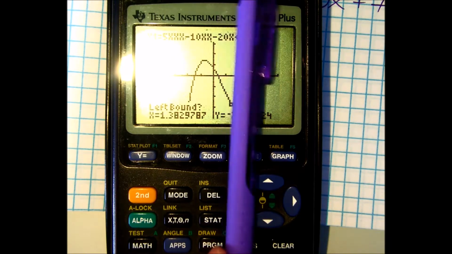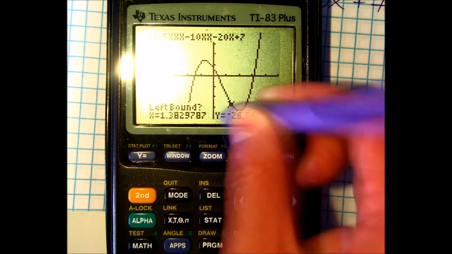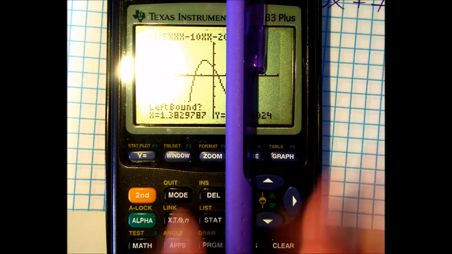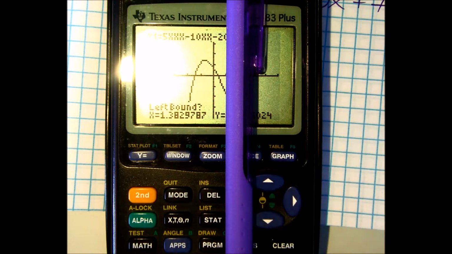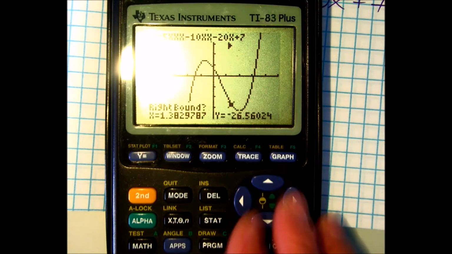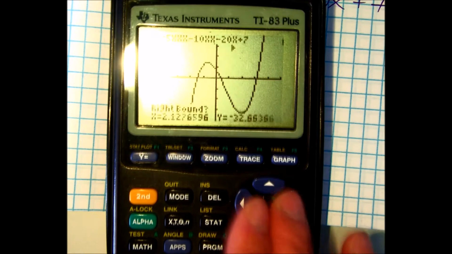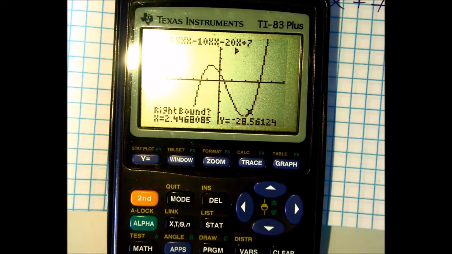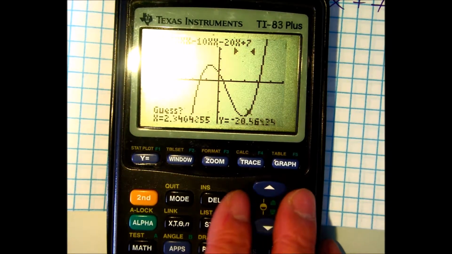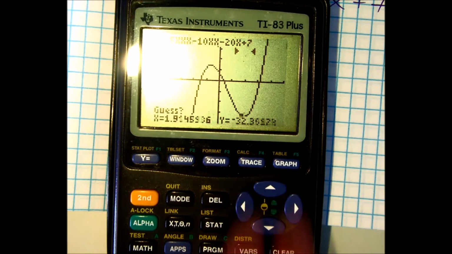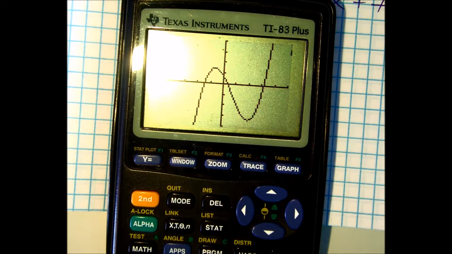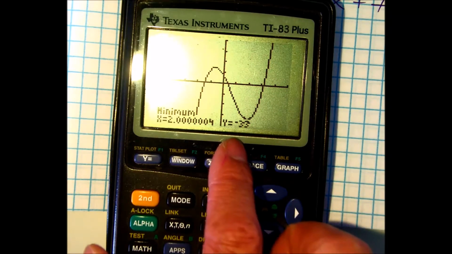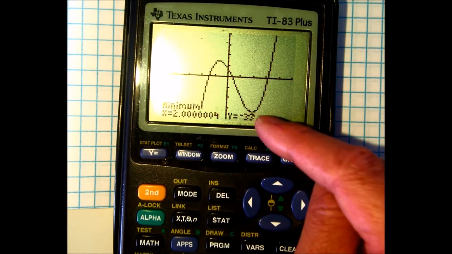So if I put my pen where the turning point, or the valley, is, when it says left bound, I just want to be on the left side. Press enter. And then go to the right side. And then make a guess of what you think the minimum is. Now, it actually calculated it for us. Negative 2, comma, negative 33 is our minimum.